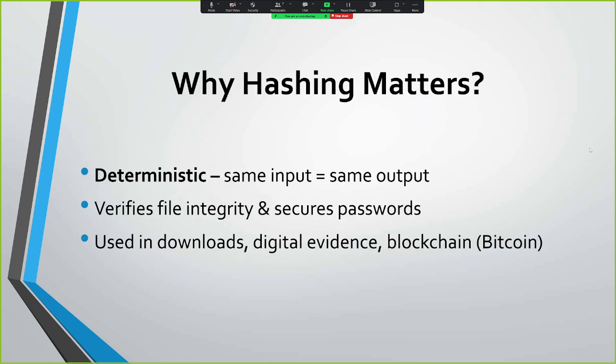Why does hashing matter? Hashing is deterministic, meaning the same input gives the same output. So this can help in verifying file integrity and securing passwords, and it's also used in downloads, digital evidence, and computer forensics. It's also used in Bitcoin, where the blockchain uses a proof of work concept that involves hashing, just like this.